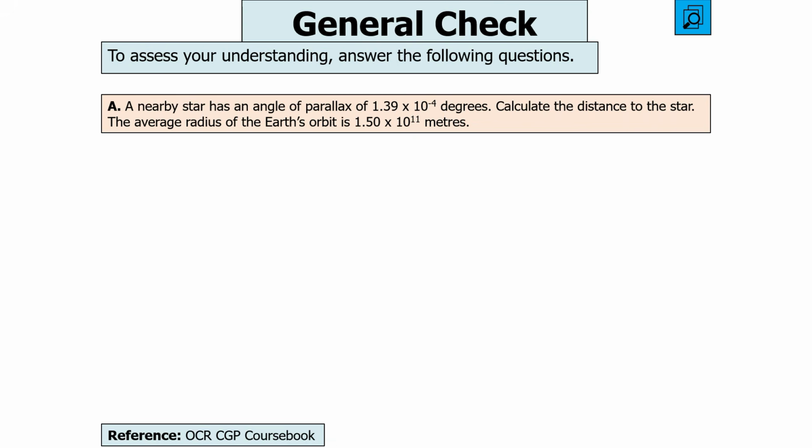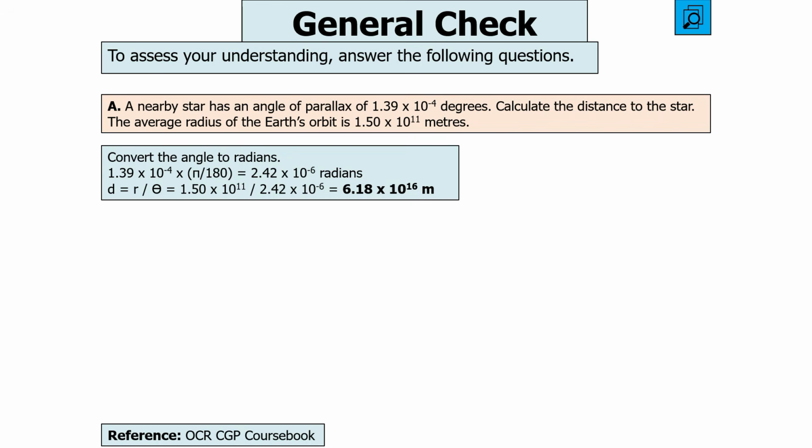So, a nearby star has an angle of parallax of 1.39 times 10 to the minus 4 degrees. Calculate the distance to the star. The average radius of the Earth's orbit is 1.5 times 10 to the 11 meters. You must convert the angle to radians, so it's 1.39 times 10 to the minus 4 times pi over 180, which is 2.42 times 10 to the minus 6 radians. The distance is therefore the radius over the angle, so we get 6.18 times 10 to the 16 meters.